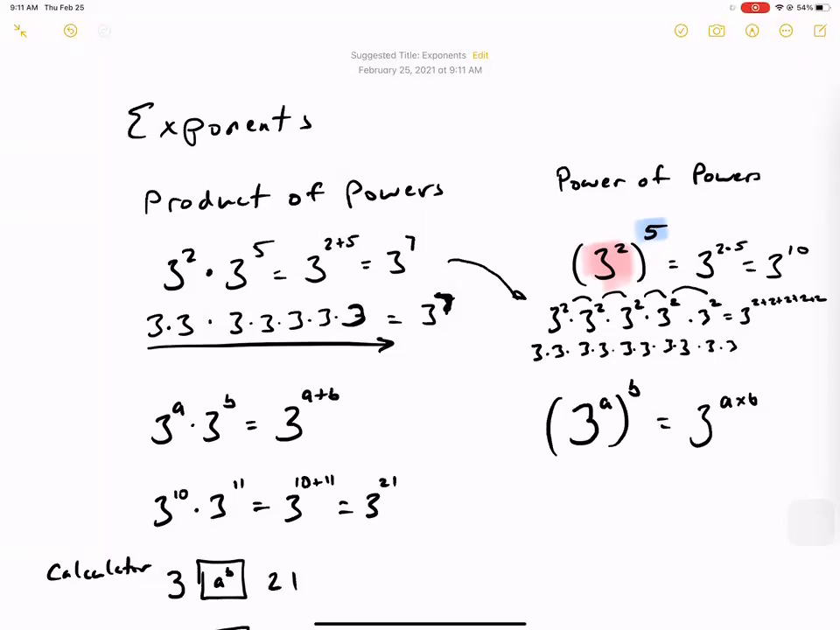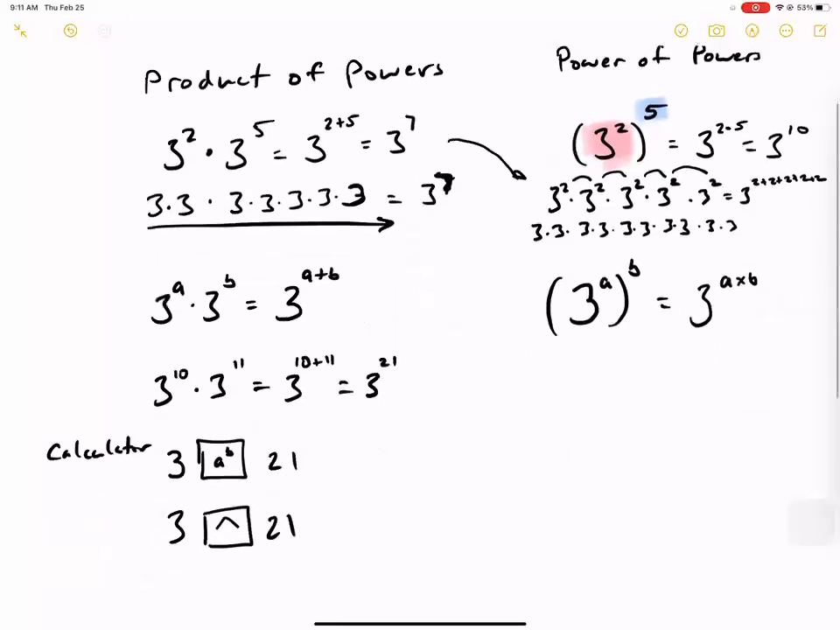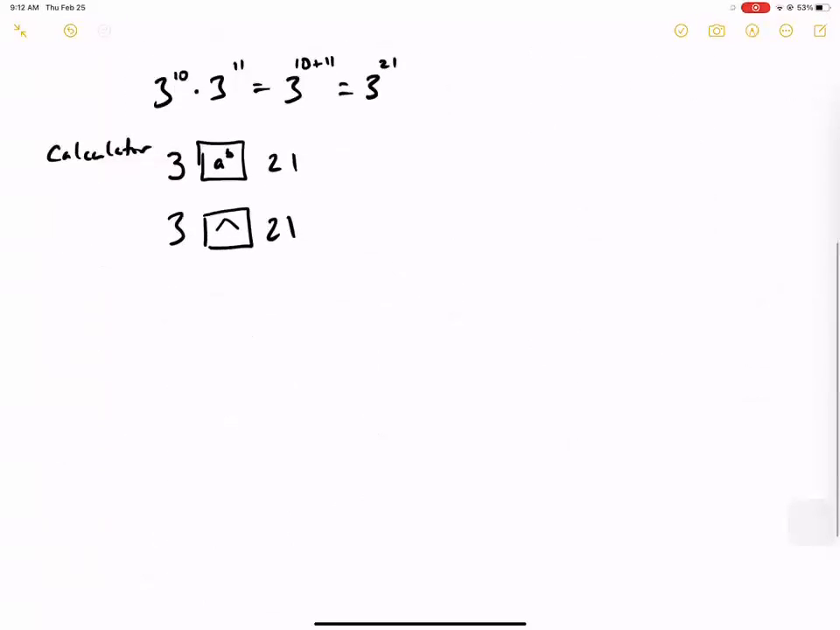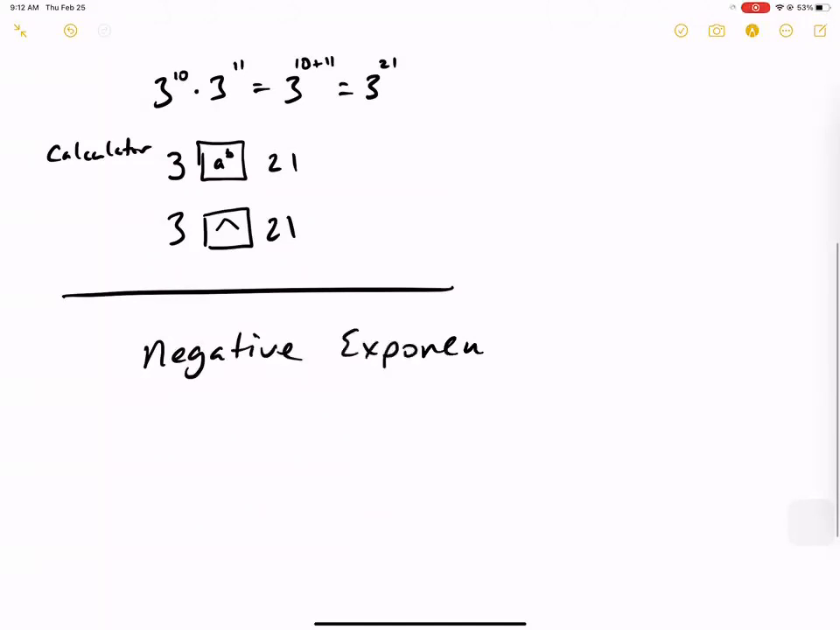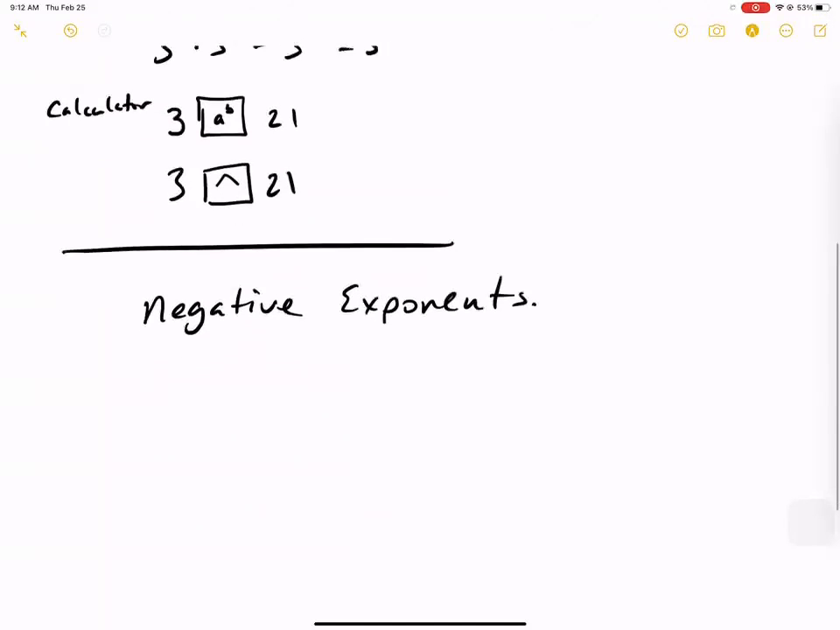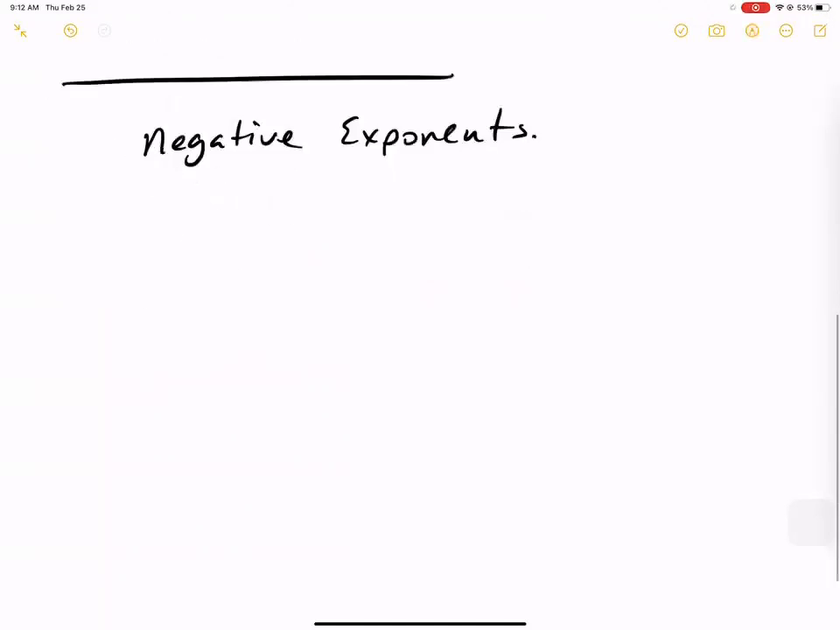Okay, so today we're going to learn a new way of looking at exponents, and that's negative exponents. Let's jump down to the bottom. Let's look at negative exponents. Negative exponents here. And here's the easy idea here.